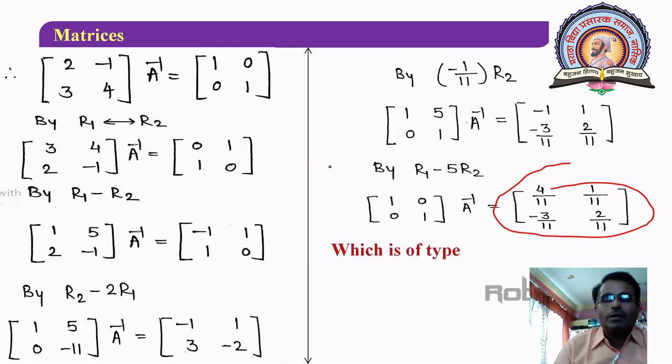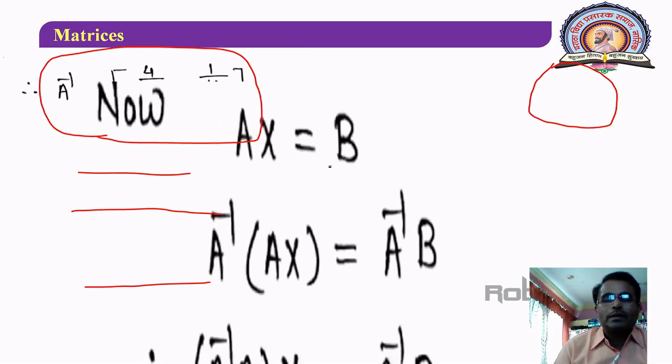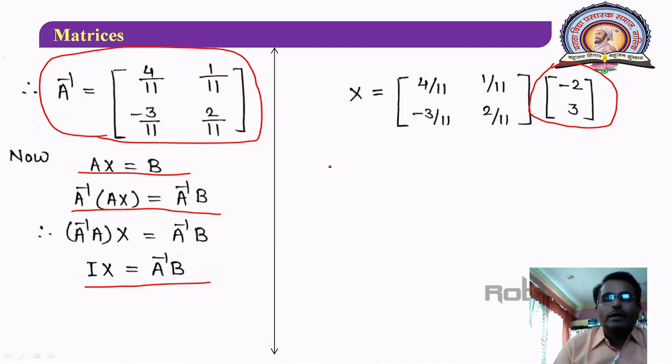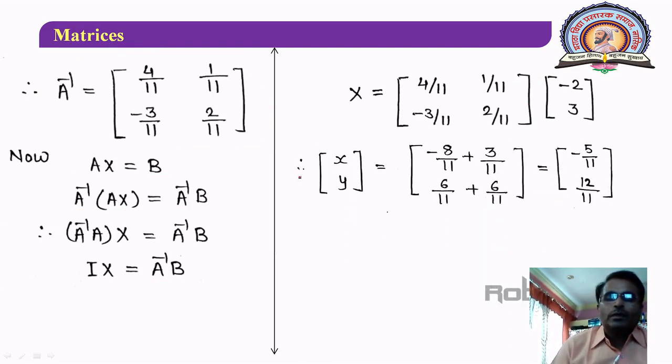All these steps we have seen, and now we are here. A inverse is considered here, and since the solution is x equals A inverse times B, you are getting this type of consideration. This is your right hand side constants, minus 2 and 3. If you consider the calculation here, take the first row and this column, that is this into this element, minus 8 by 11 and 3 by 11. That is your first combination.